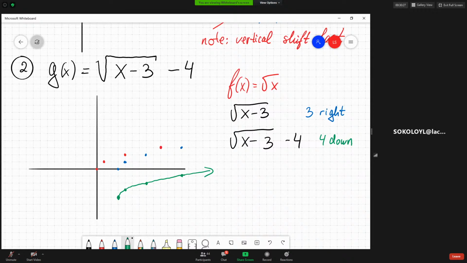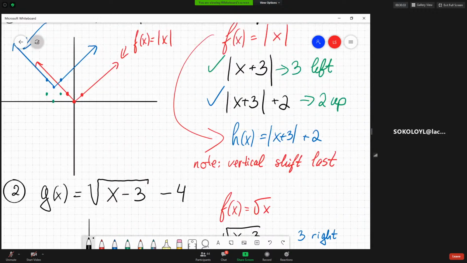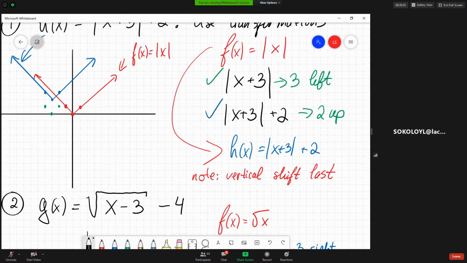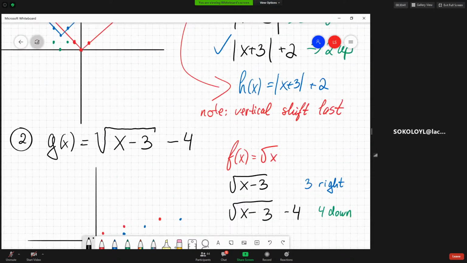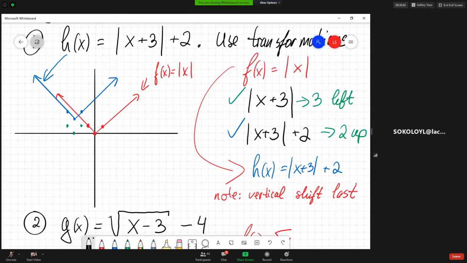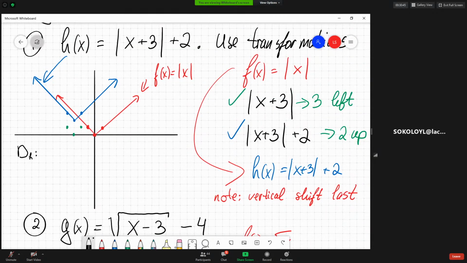So if I go back to the previous example, and actually your homework questions will ask you for that, the domain of function h is all real numbers, because the domain of the original absolute value is all real numbers.